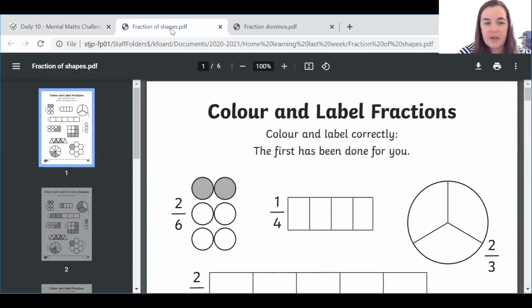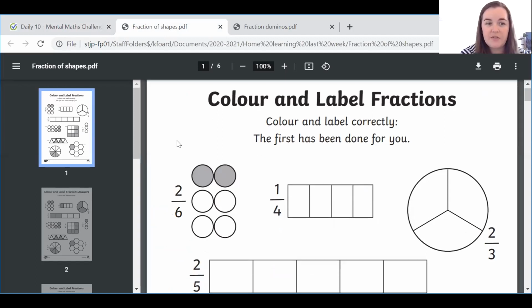Then there's this sheet where you have to colour and label the fractions. So that's fractions of amounts, the Daily 10 game. This is fractions of shapes. So it gives you the fraction and the shape. So you need to look at the denominator to see how many parts there are altogether. And your numerator, the number on the top, tells you how many you'll need to shade in.